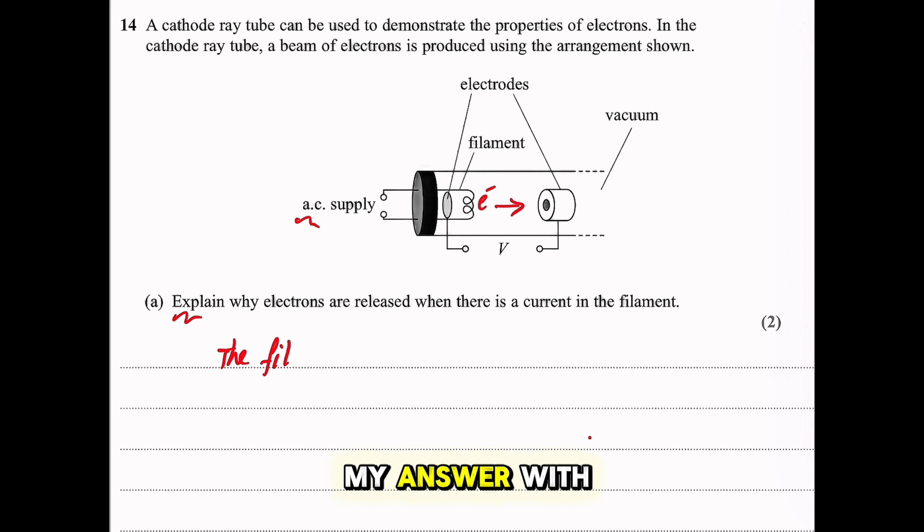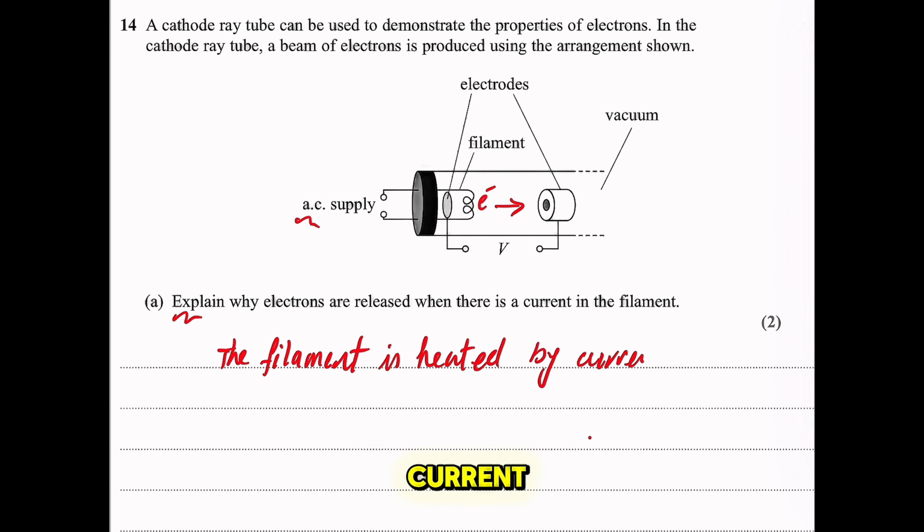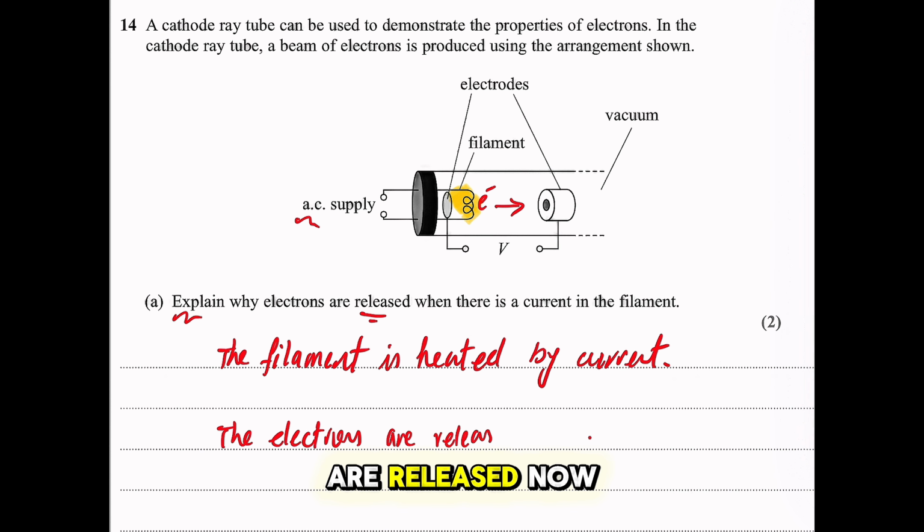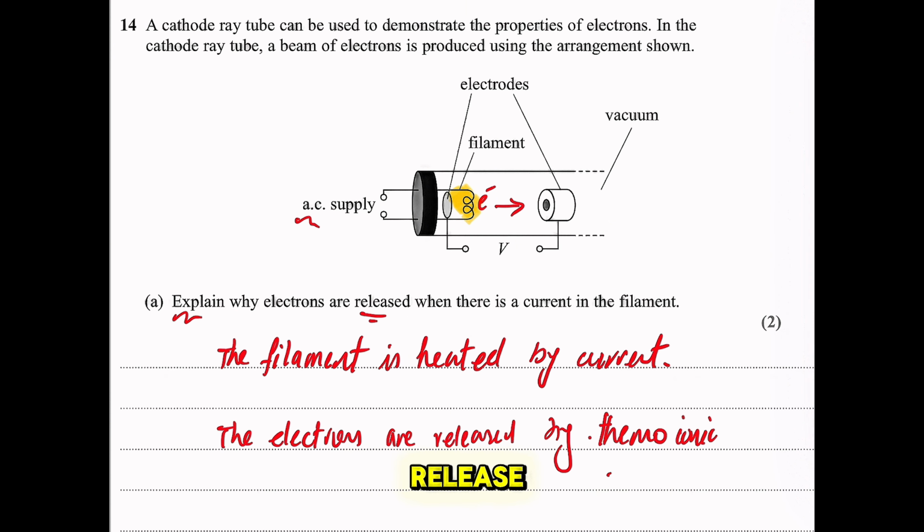I should start my answer with the filament. This filament is heated, and the reason is the electric current passing through the small electric circuit, the shaded part here. For the second mark, I should say the electrons are released. The examiner said released, so by the concept here we're using heat, I should say thermal, and the electrons we call ionic, and release in physics we name it emission.